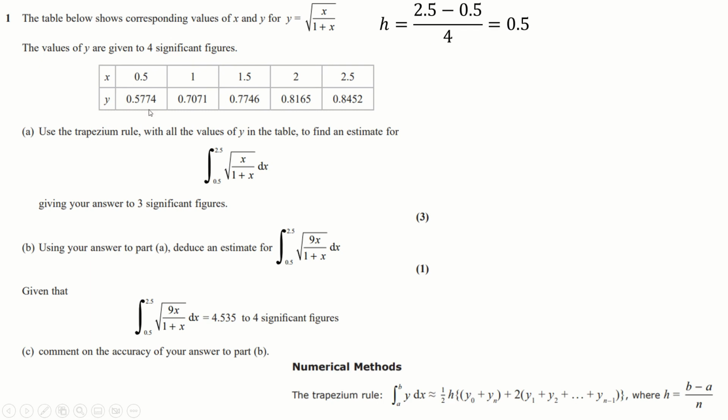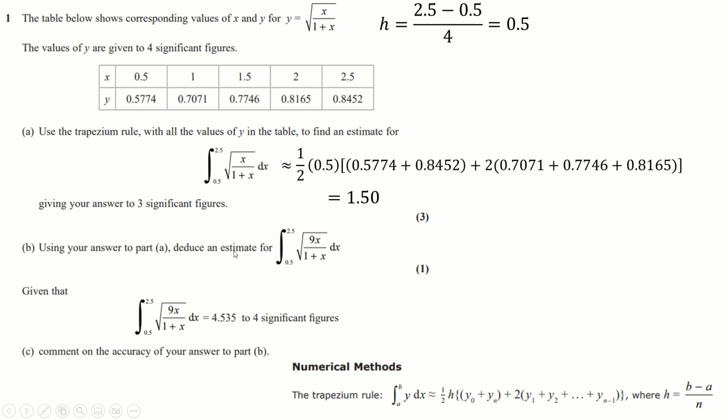y0 and yn are the first and last y's. And then the other y's here, being times by 2, are just the ones in the middle. So we end up with this, and we type it onto the calculator, and we get this here. Deduce an estimate for this.